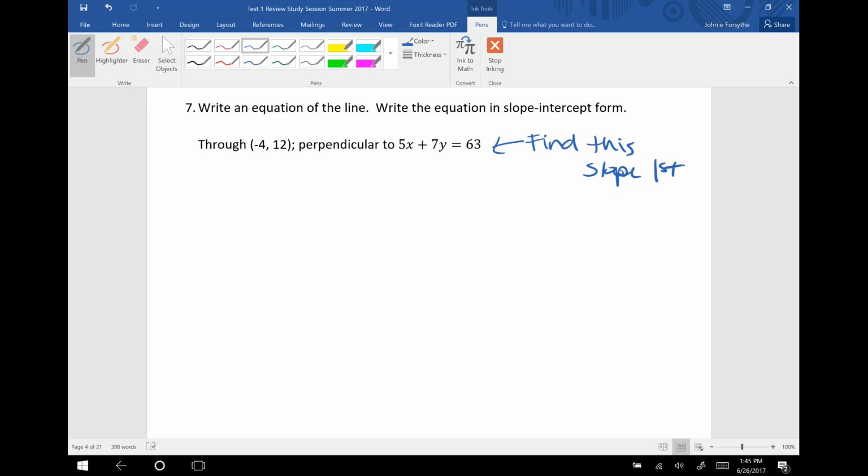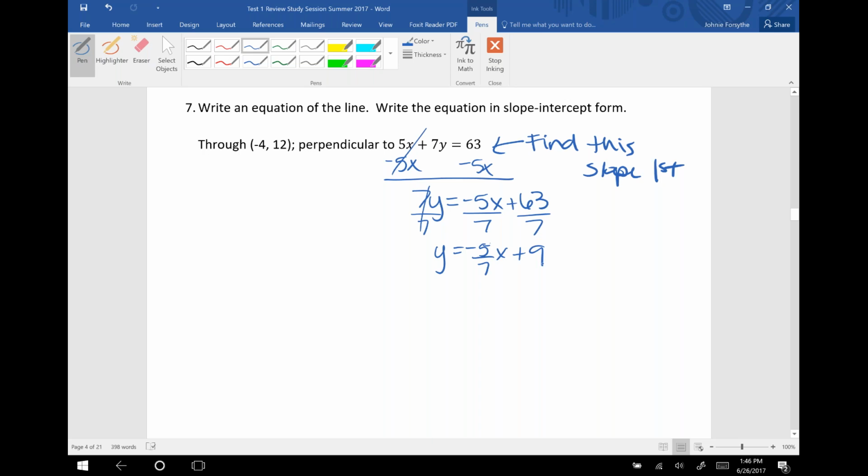Okay, so to find the slope, the easiest way, probably the only way, is to put it in slope-intercept form and just grab that m. So I'm going to start by subtracting 5x from both sides. So I'm going to bring down my 7y equals negative 5x plus 63. And then I'm going to divide by 7 because I'm trying to put it in slope-intercept form. y equals negative 5 over 7 x plus 63 divided by 7 happens to be 9.